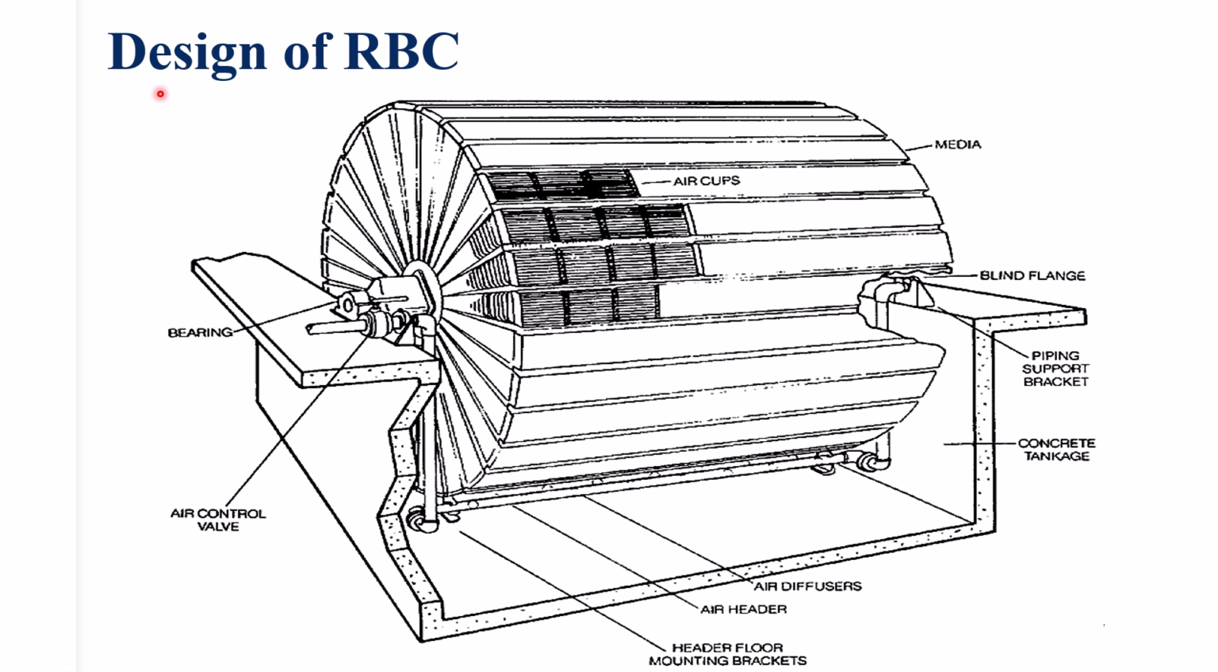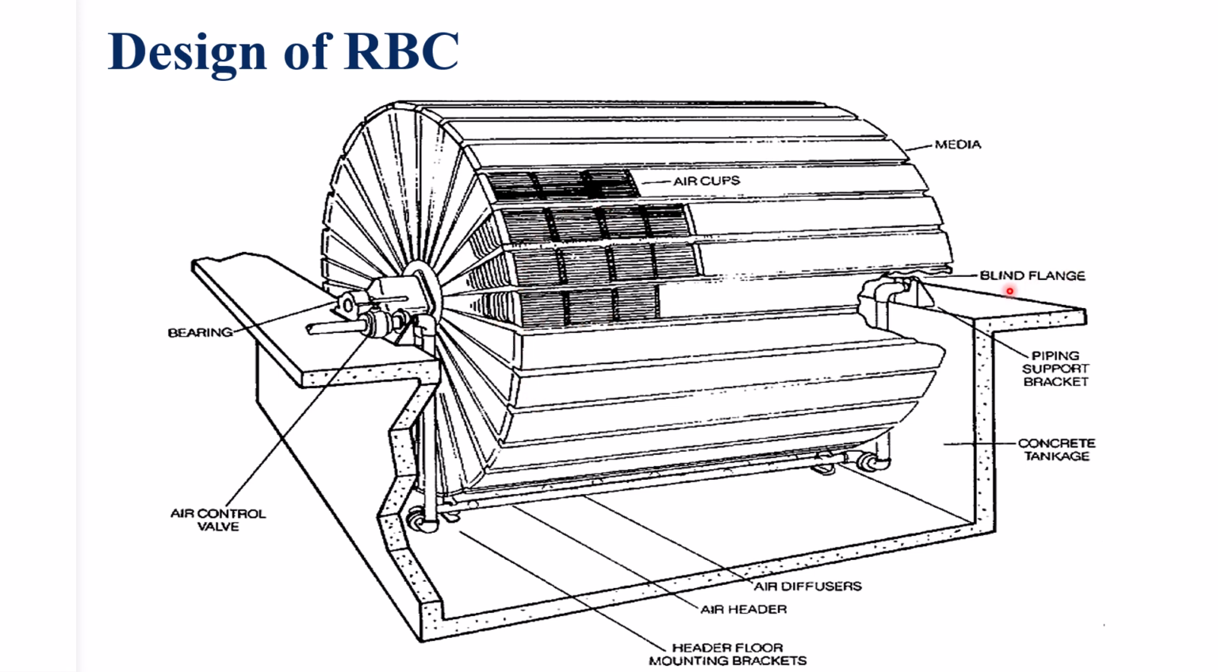So now we will take a closer look at the internal components of the RBC system. At the center of the system is the rotating drum, which holds the media, especially discs, where beneficial microorganisms grow. These microbes break down organic matter in the wastewater. Now we will notice these air cups. These are attached to the media and help to trap oxygen and distribute it as the drum rotates, which is essential for the aerobic microbial activity.